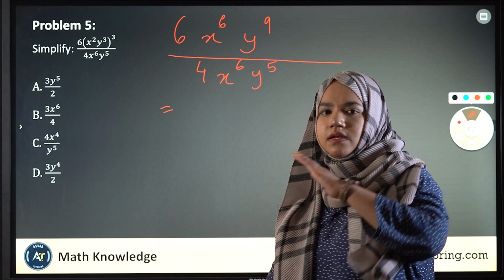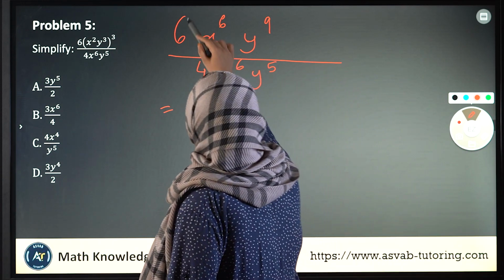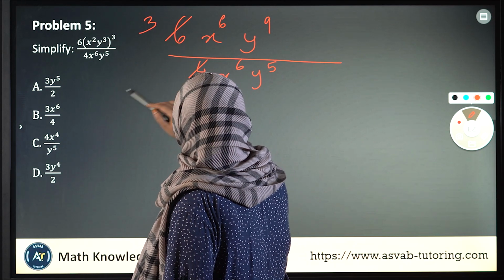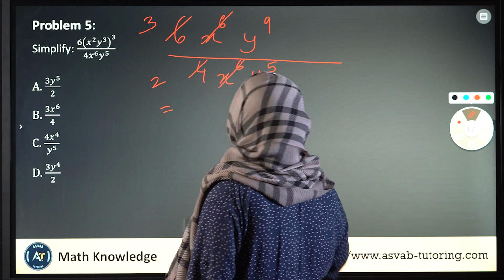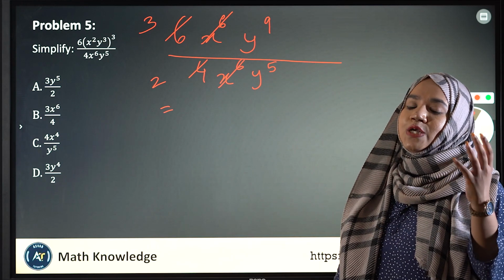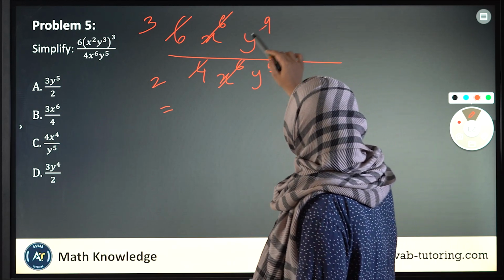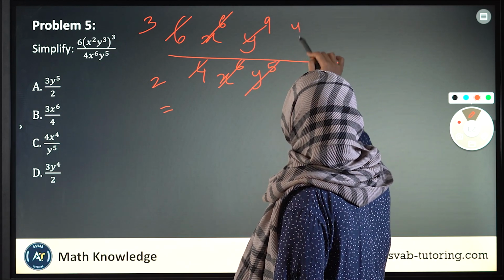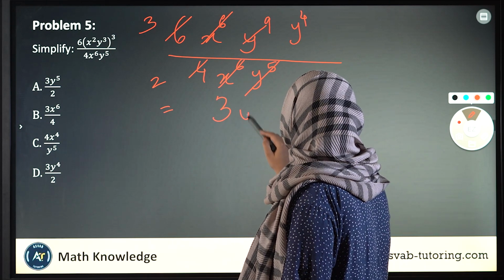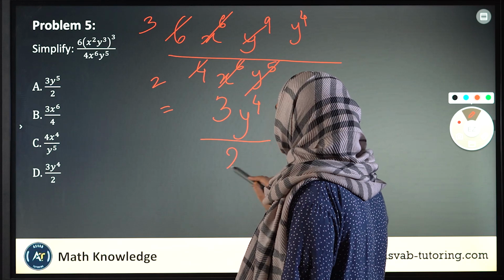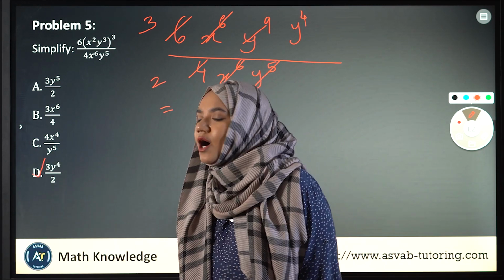Now, because we are done getting rid of all the parentheses, let's now simplify. So for 6 and 4, let me cut it down to 2 times 3 and 2 times 2. For the x's, see, it's x to the 6 over x to the 6, which is completely the same thing, which means that if you simplify it, it's just going to be 1 and 1. For the y's, we have y to the 9 and we have y to the 5, which means that we are left with y to the 4. So the answer to this is 3y to the 4 over 2. So the correct answer here is option number D.